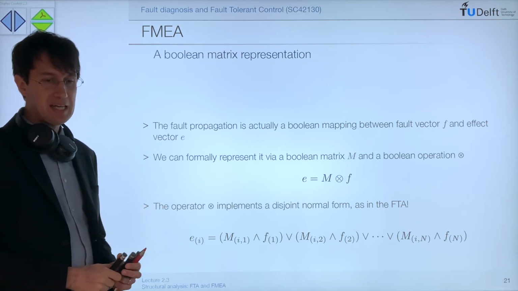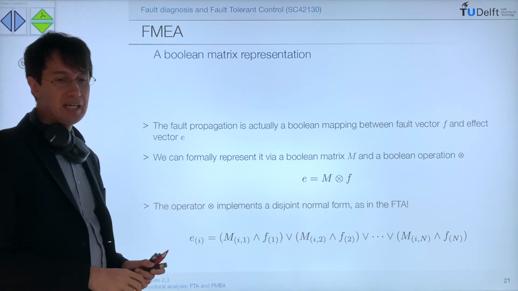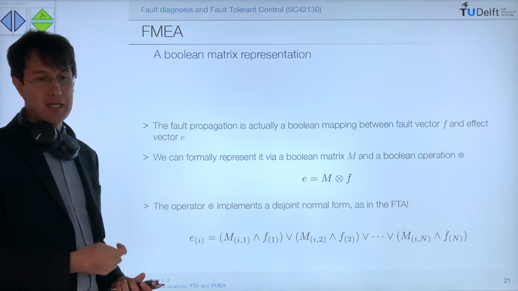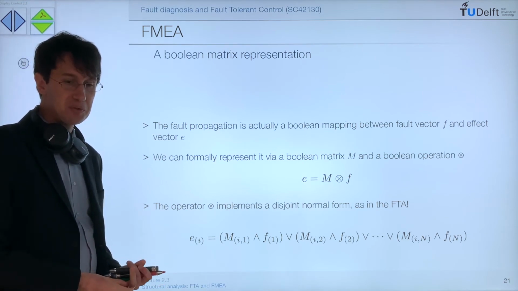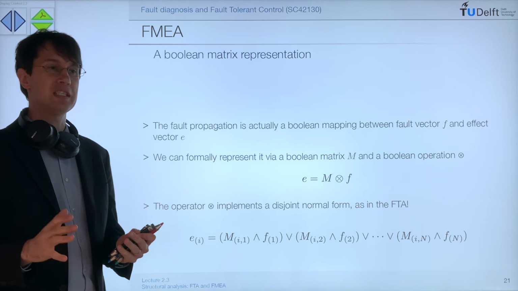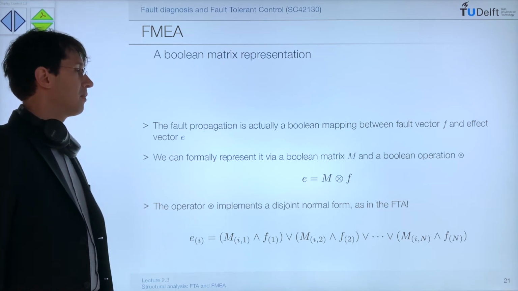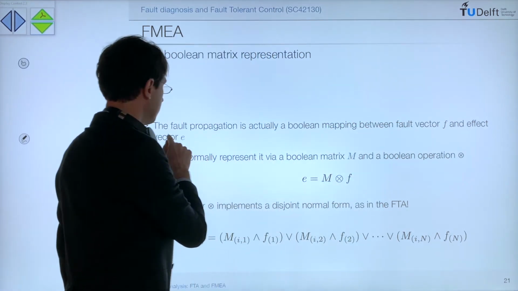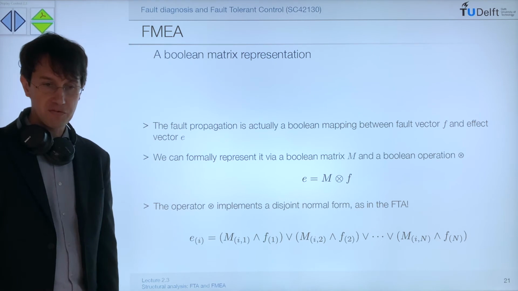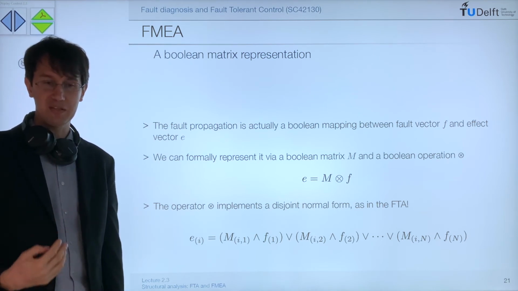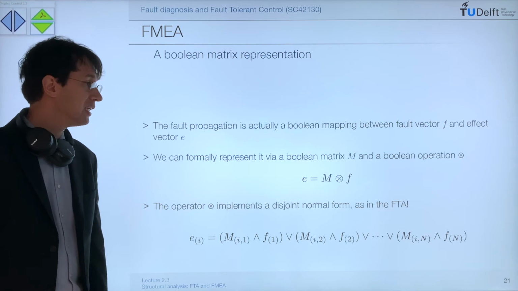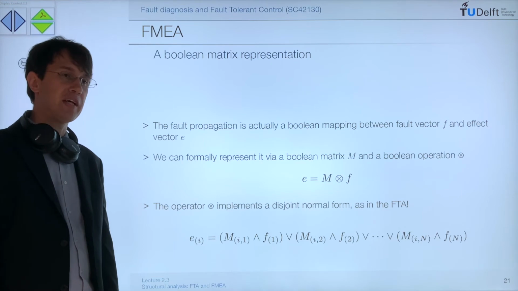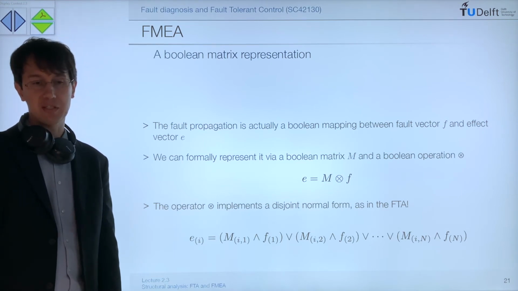So now that we introduced symbols for the faults and the effects, we can actually formalize this analysis, realizing that what we have done is a Boolean mapping, so to find a function whose output is either true or false, between what? Between a vector of possible faults and a vector of possible effects. So we had the faults F1, F2, and F3, so a vector with 3 components. Each component can either be true or false. And then we have a vector of effects, E1, E2, and E3.